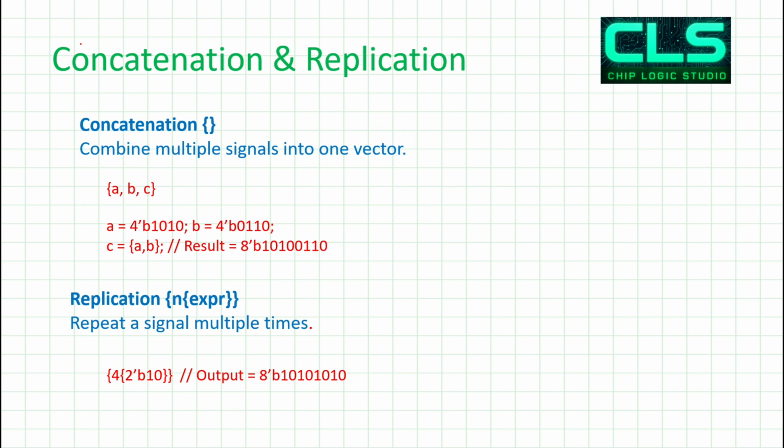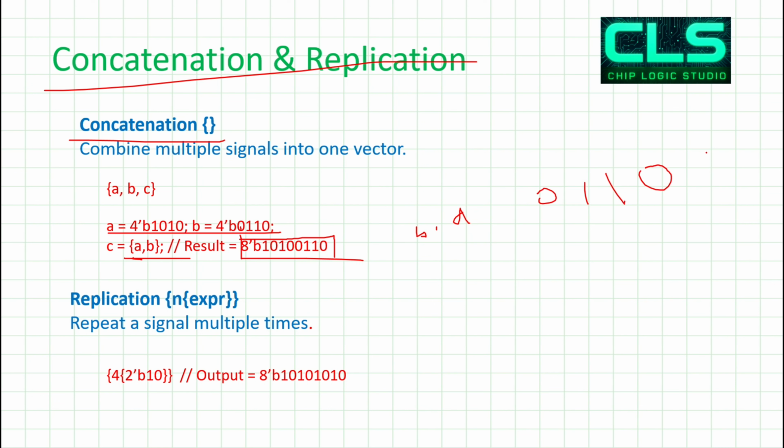And lastly, we have our main concept, concatenation and replication. Concatenation is like adding two numbers. Here a and b are both 4-bit. When we concatenate these two, we get an 8-bit number. We are just adding these two numbers side by side. It is {a, b}, so it is 1010 0110. If it is {b, a}, then b will come first, 0110, then 1010. So this is concatenation.